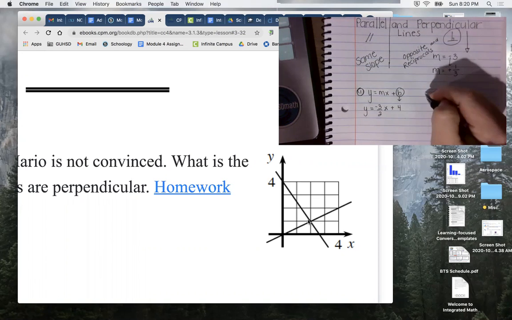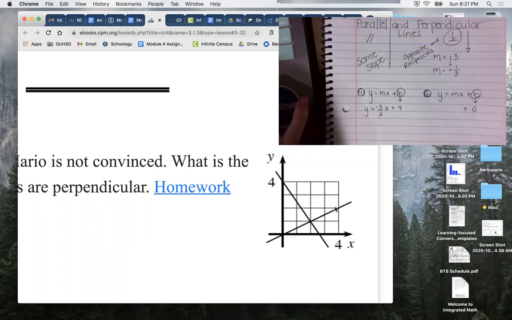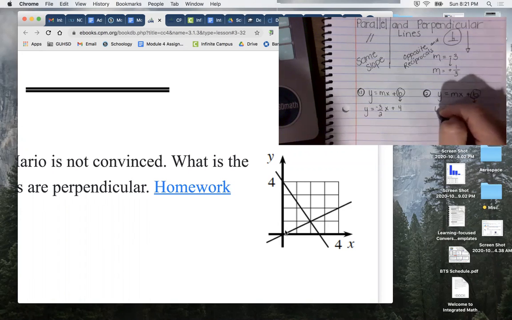I'm going to compare it side by side to my second line. Okay, line number 2. Well, we have the same thing, y equals mx plus b. And in this one, it looks like my y-intercept is actually 0. Okay, so my y-intercept is 0. But then my slope is up 1 over 2, because it goes through that point. So I have y is equal to positive 1 over 2x.